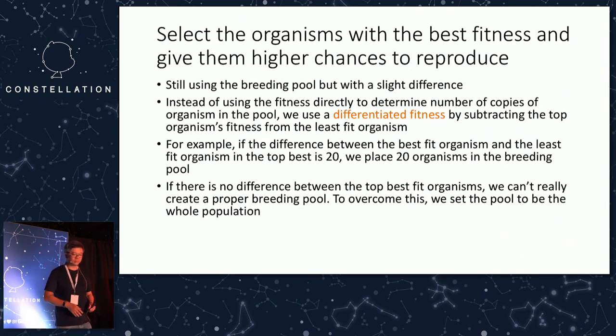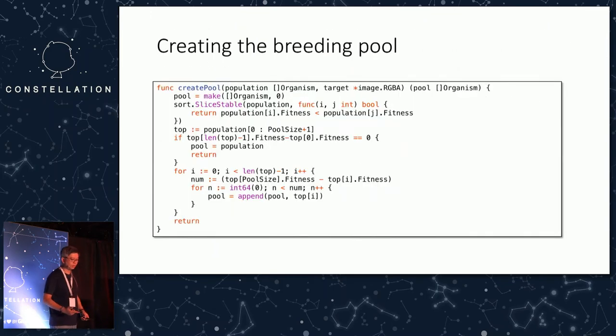If there's no difference, then we are screwed because we can't really create a new breeding pool. To overcome that, we just copy the population and then we start over again, okay? This is how we create a breeding pool.